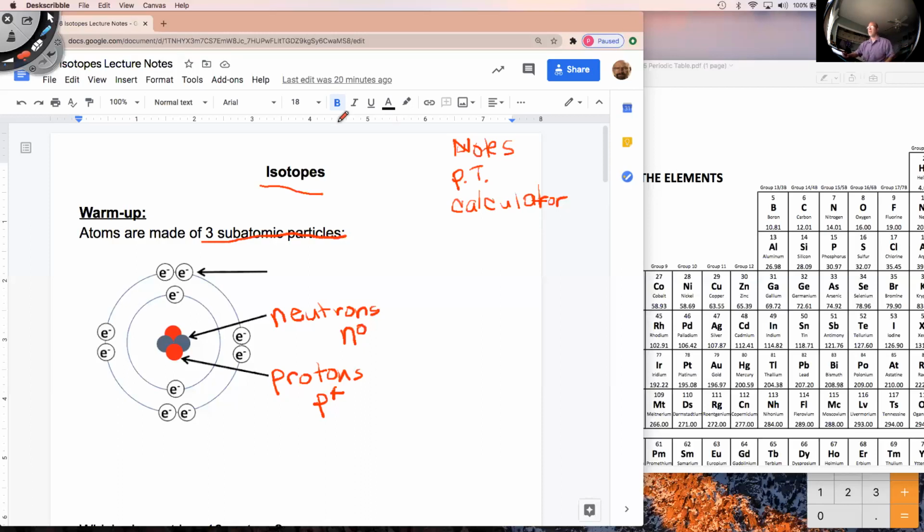And then the last subatomic particle was the electron. The electrons go around the outside of an atom, and the symbol of an electron was an E with a little minus on it. So the protons have a charge of +1. Electrons have a charge of -1. And neutrons have no charge. So that was a little review of what we did last class.